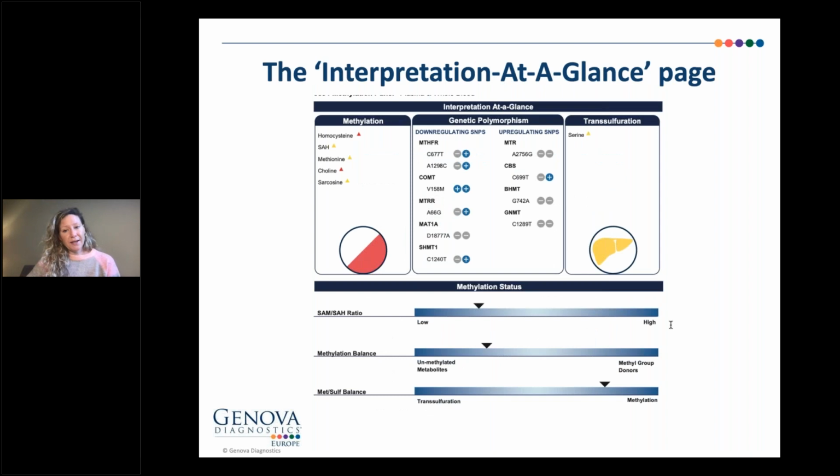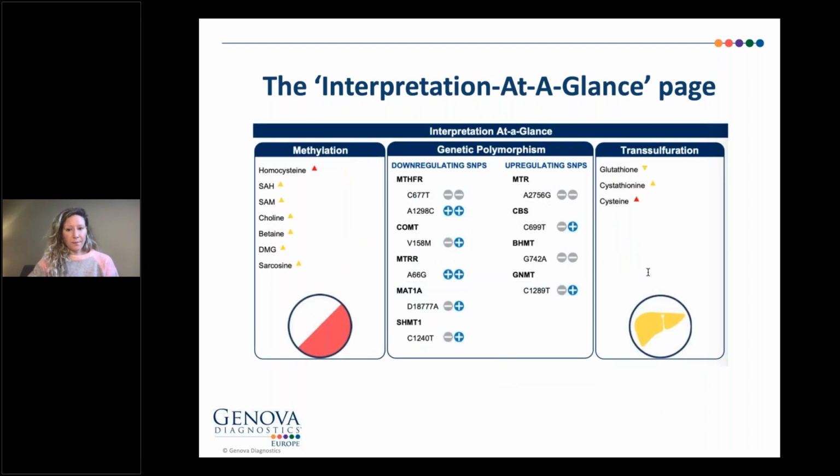Similar to other comprehensive Genova laboratory reports, the methylation panel results are displayed on the front page as a convenient visual summary of the test findings. This page is titled the Interpretation at a Glance page, and provides clinicians with a quick overall methylation status assessment and separates the various aspects of the report into key clinical areas. This is also a useful summary page which helps to facilitate clinician to patient communication as to where they want to draw attention to where the main imbalances may be occurring for that person.